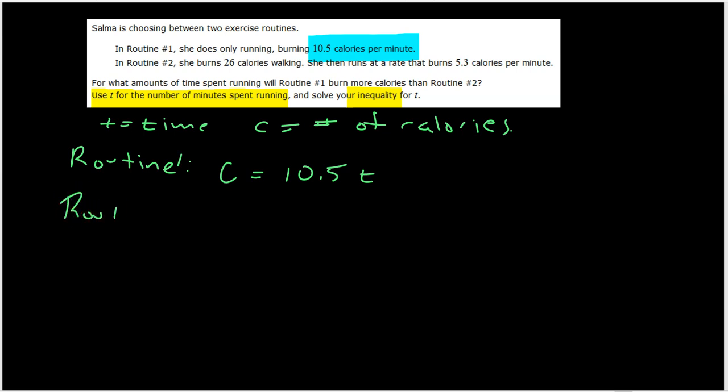Now routine 2: she burns 26 calories walking, and then she runs at a rate that burns 5.3 per minute. So the number of calories she burns for routine 2, she starts off with the walking, and that's just a flat 26 calories, plus then she runs at 5.3 per minute, so that would be 5.3 times T. Remember, when you see something that says per minute or the like, you're going to multiply. That's one of our little keywords.